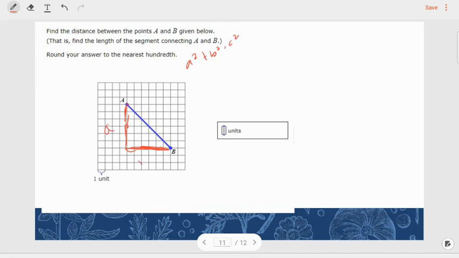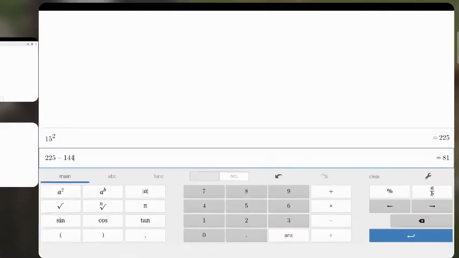So we'll call this a, we'll call this b, we'll call this c. This side gets to be c because it's across from the right angle. So how long is a? It's 1, 2, 3, 4, 5, 6 units. How long is b? It's 1, 2, 3, 4, 5, 6 units as well. So I have 6 squared plus 6 squared equals c squared. 6 squared is 36. 36 plus 36 is 72. And I'm going to take the square root of 72.